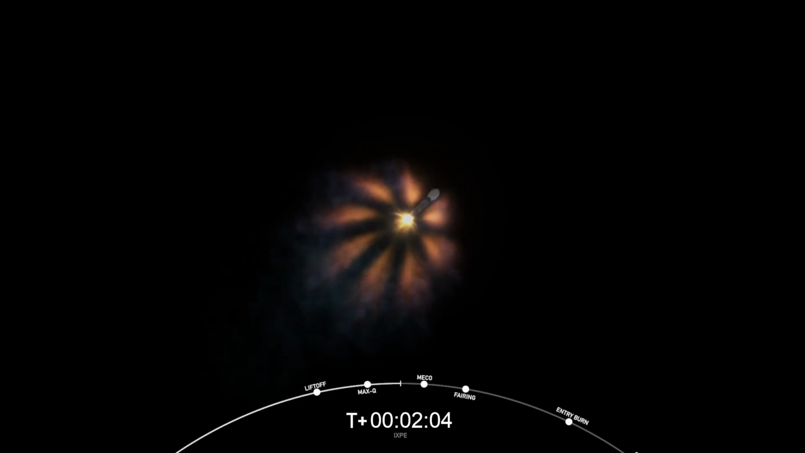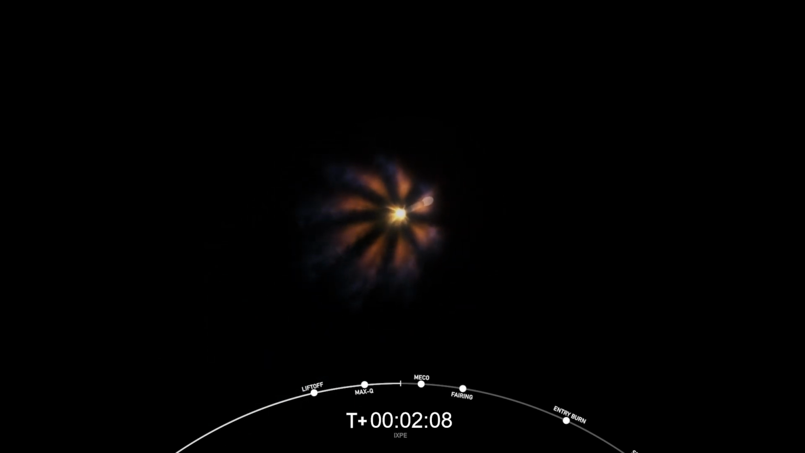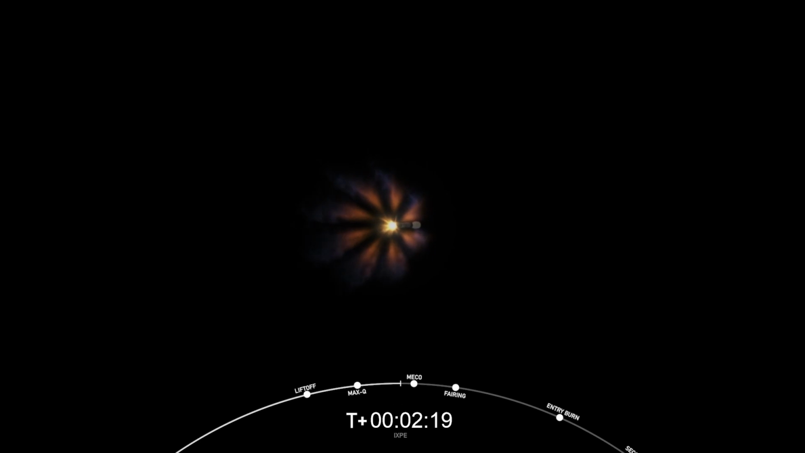And this view, looking down on the Merlin 1D engines from the first stage, you can see the plume expanding as the atmospheric density drops off, so we get higher and higher in our atmosphere.